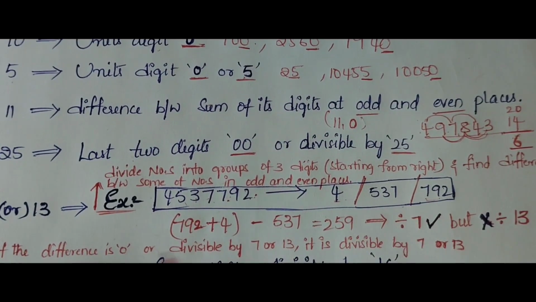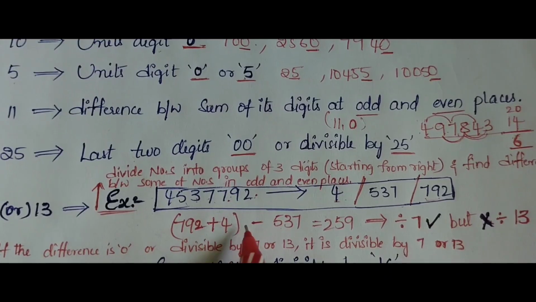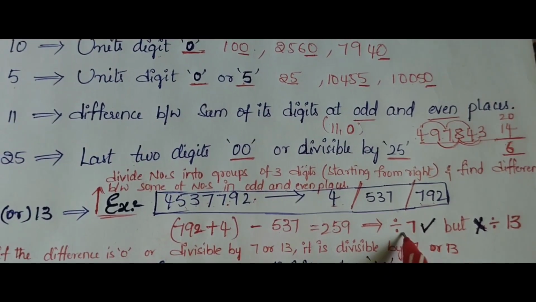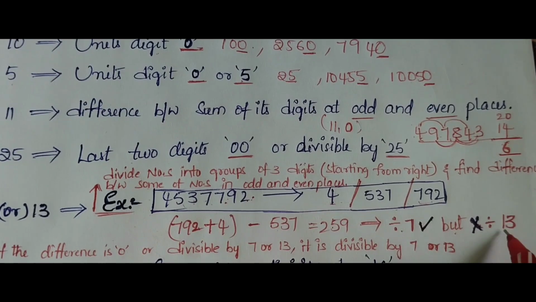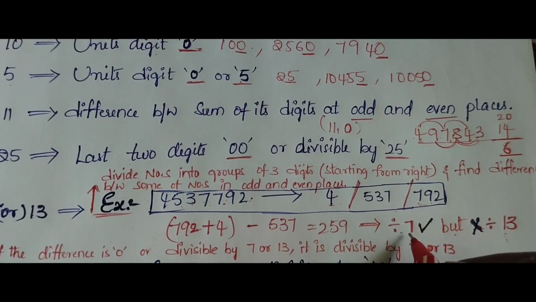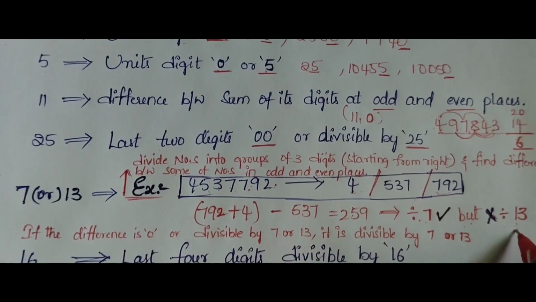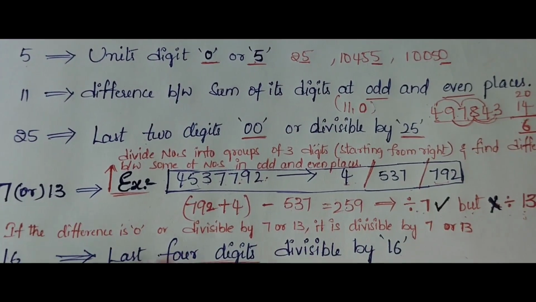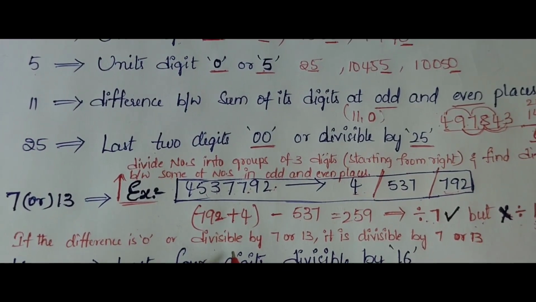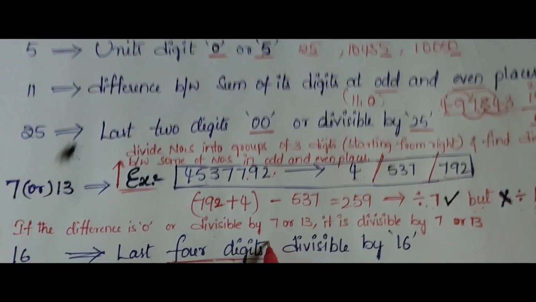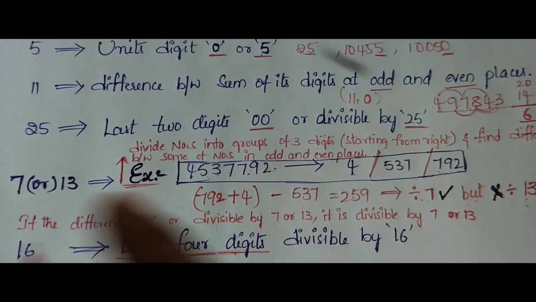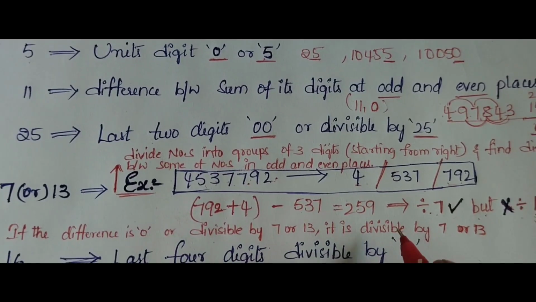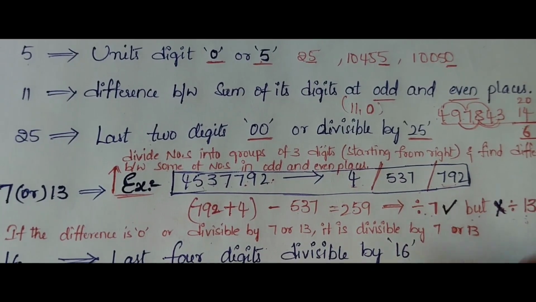So here 792 plus 4 minus 537, we get 259, which is divisible by 7 but not by 13. How do we find whether it is divisible by 7 or 13? If the difference is 0 or divisible by 7 or 13, then it is divisible by 7 or 13.